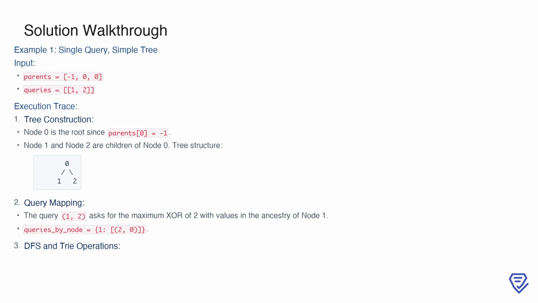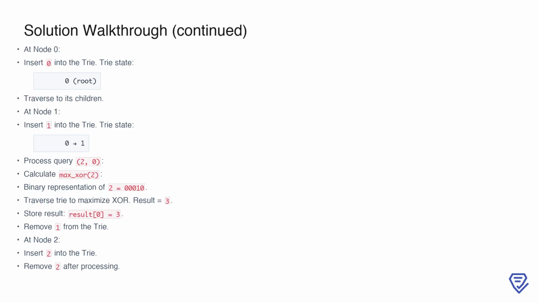To manage this, we map the query to the corresponding node, resulting in a query mapping of queries_by_node equals {1: [(2, 0)]}. We then use a depth-first search (DFS) strategy combined with a tree data structure to process this query efficiently, as the tree allows us to compute XOR values quickly during traversal. Starting with the DFS and tree operations, we first visit node 0, which is the root. Here, we insert the value 0 into the tree, which initializes the tree with the root node.